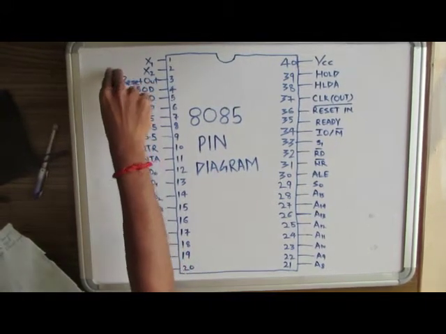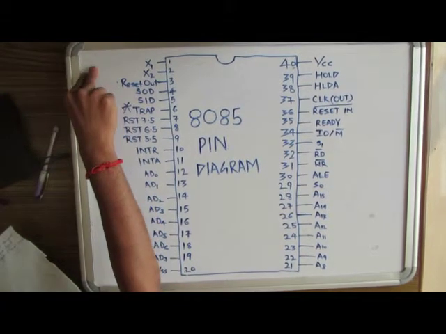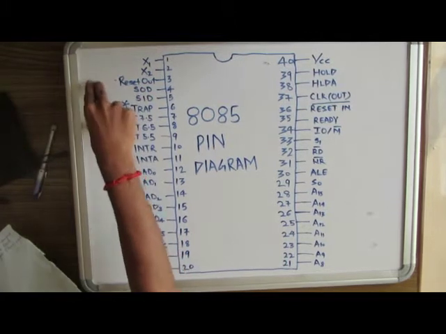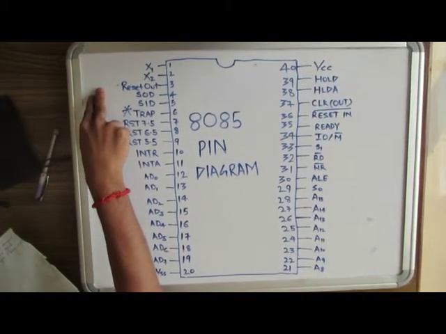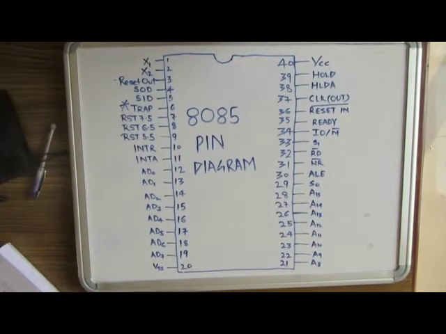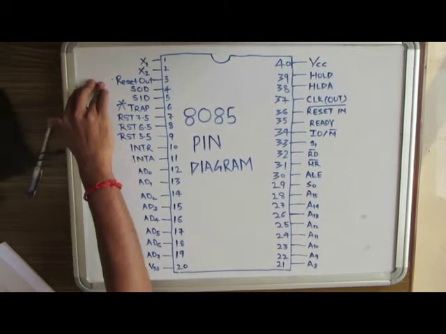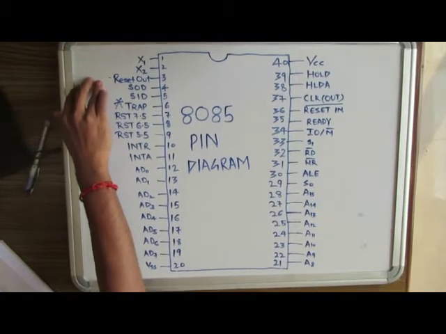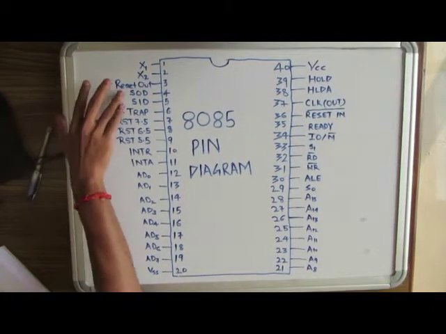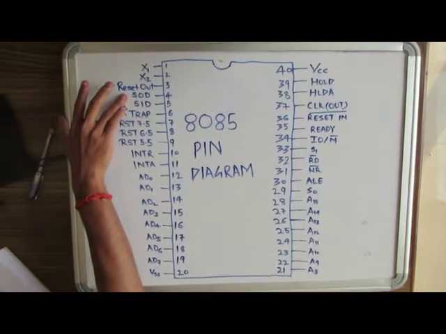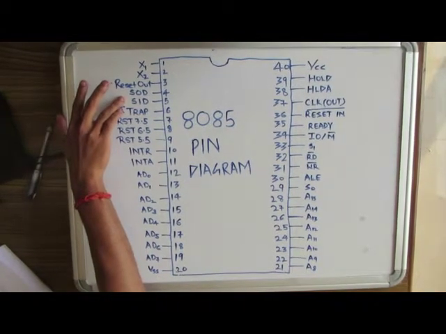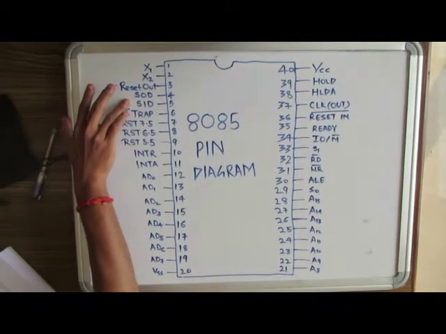Pin number 1 and 2 are supplied with a crystal which supplies a crystal frequency of 3 MHz at each pin. Reset out is supplied with a signal which indicates that the MPU is being reset. That is, the microprocessing unit. These two are serial out data and serial in data. These are used for serial communication with the 8085 microprocessor.